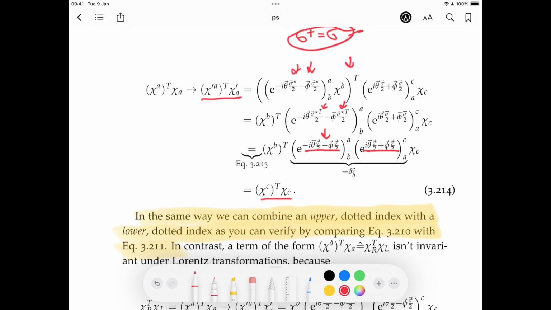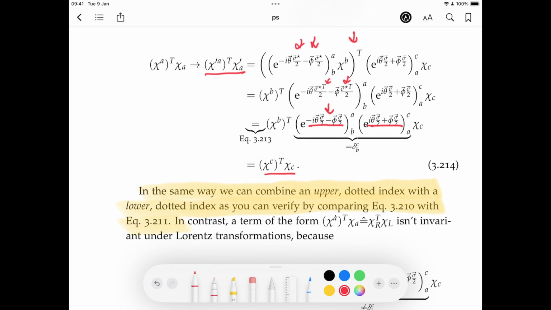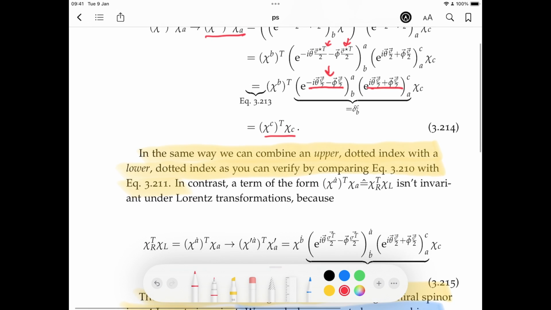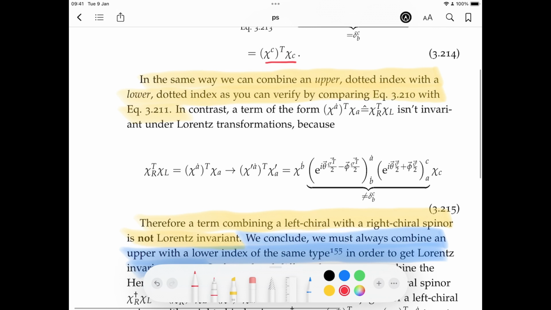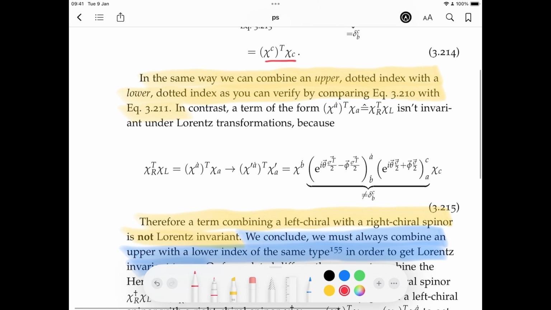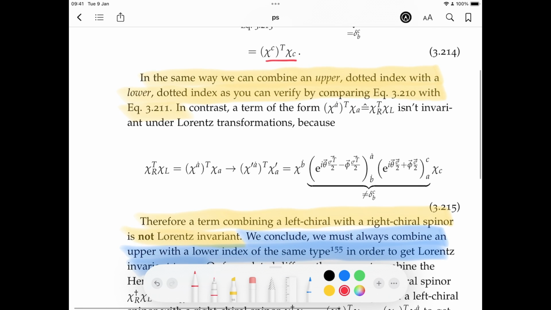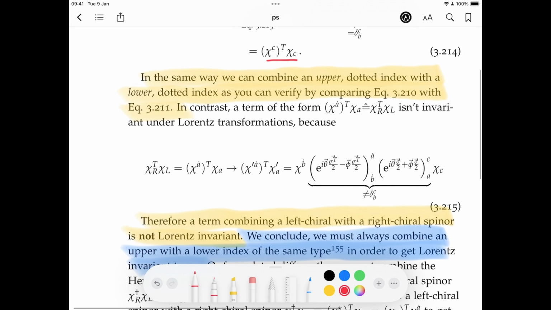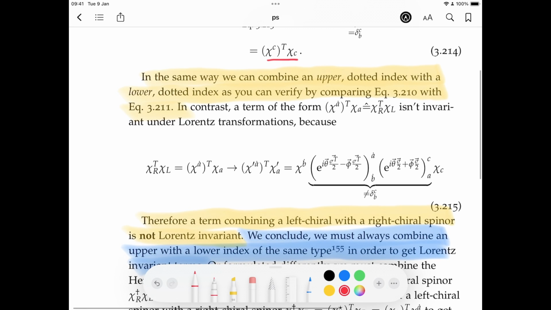So that's exactly why we are getting the invariant term while combining a right conjugated and a left non-conjugated spinor. And that's exactly the stuff which will be included in the Lagrangians, connected with the Dirac equation, for example, when talking about spin 1/2 fields. In the same way, we can combine an upper dotted index with a lower dotted index.